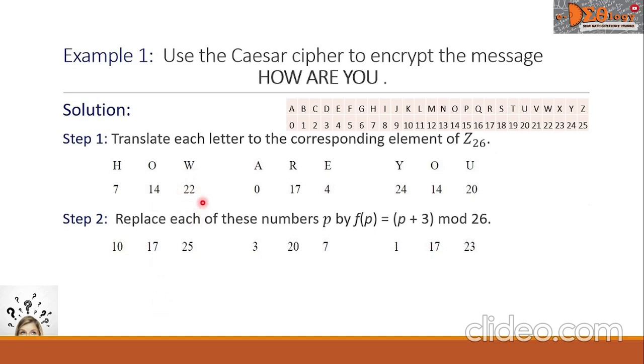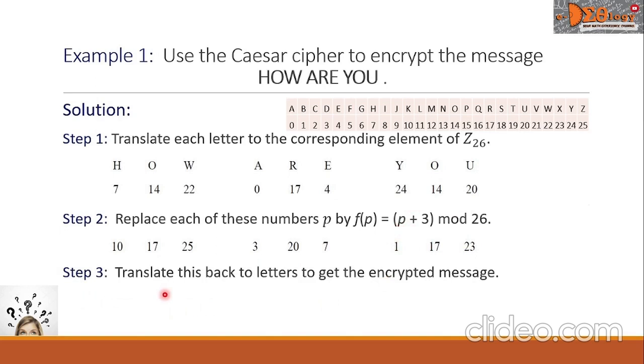22 plus 3 is 25. 25 mod 26 is 25. For the 0, 0 plus 3 is 3. 3 mod 26 is 3. Now, we are doing the same pattern for the other numbers. With regard to 24, we have now 24 plus 3, that is 27. 27 mod 26, and that will be 27 divided by 26, and the remainder is 1. So we write here 1.